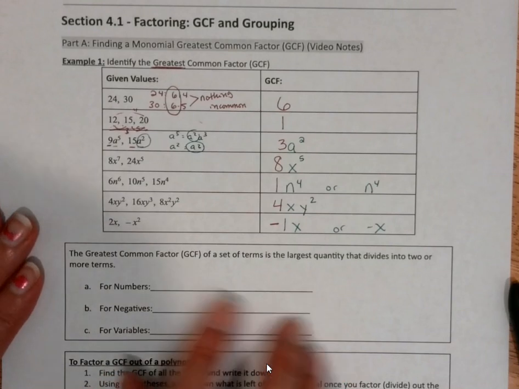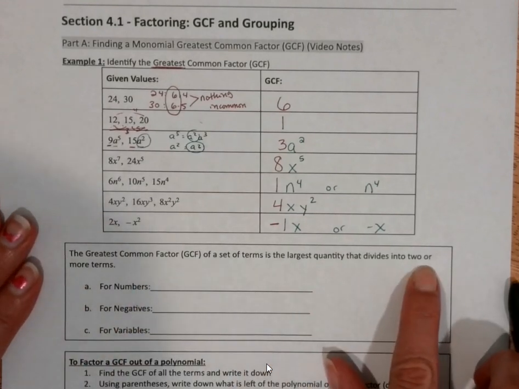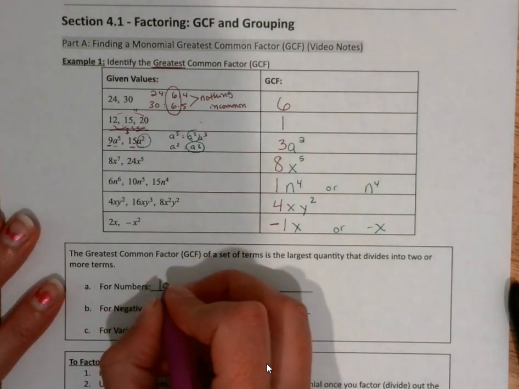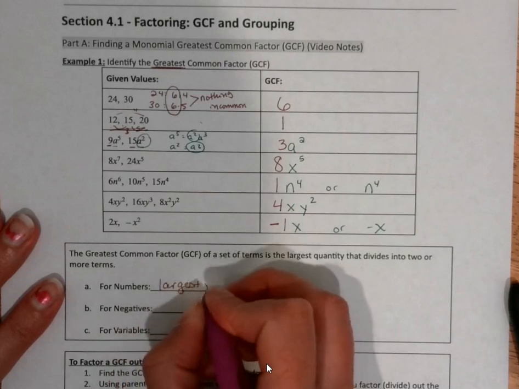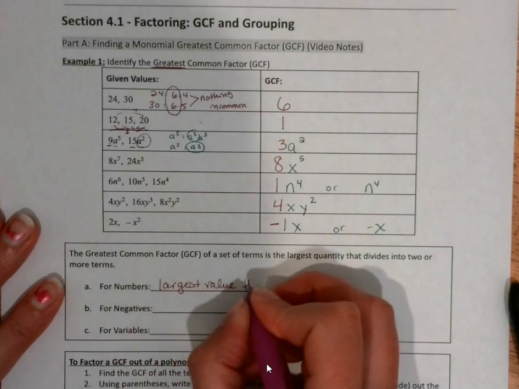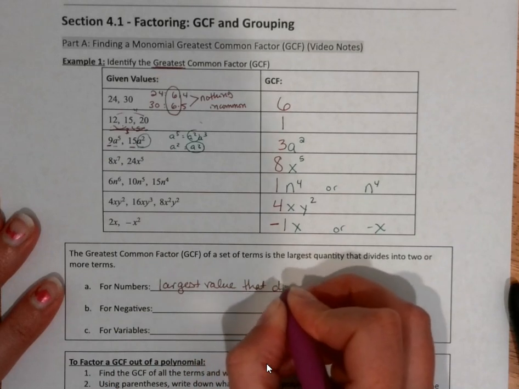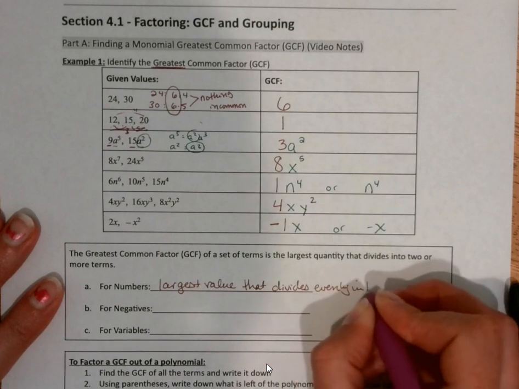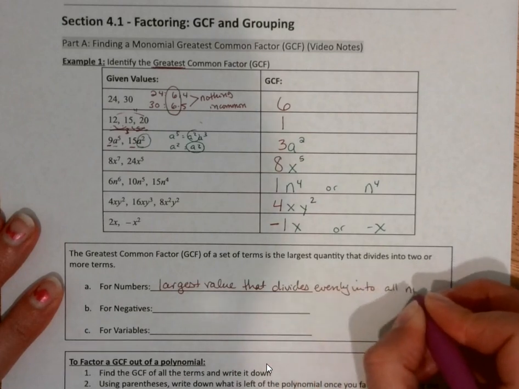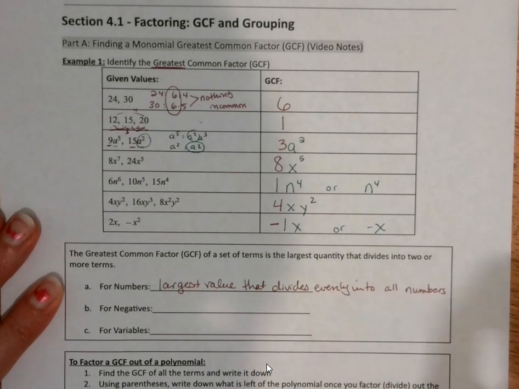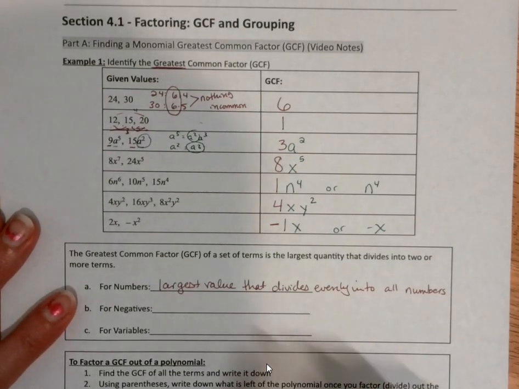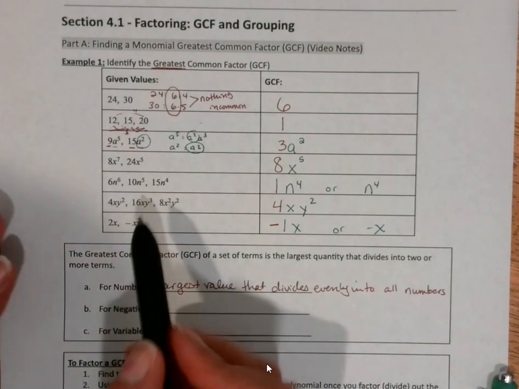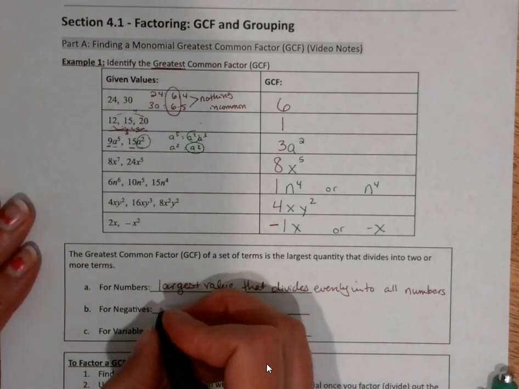Okay, quick little summary. How to find the greatest common factor. It depends on what you've got. If you're looking at numbers, you're looking for the largest number, the largest value that divides evenly into all numbers. If you're looking for negatives, you want to keep the negative if you have the negative on the higher power. So factor out a leading negative.